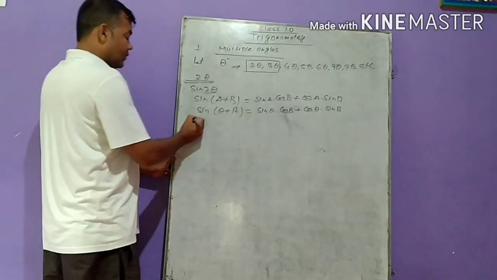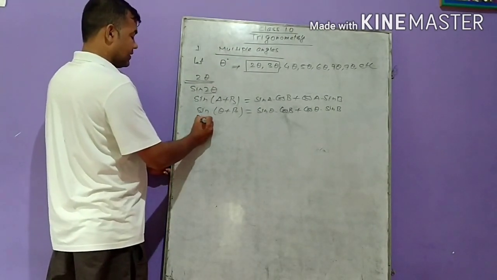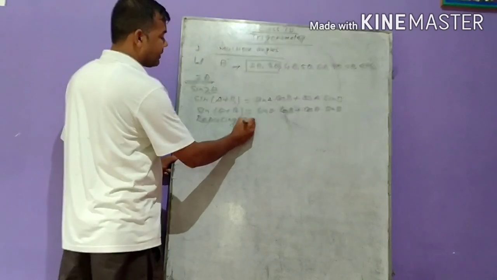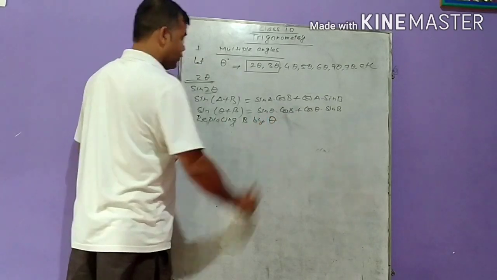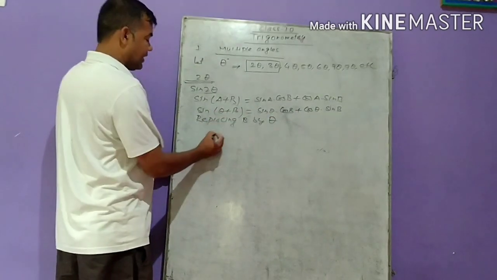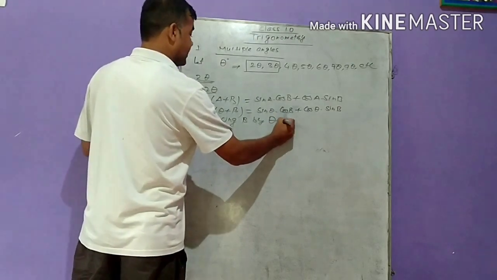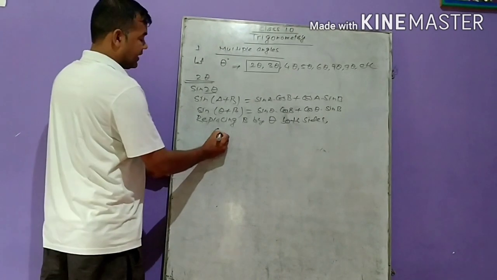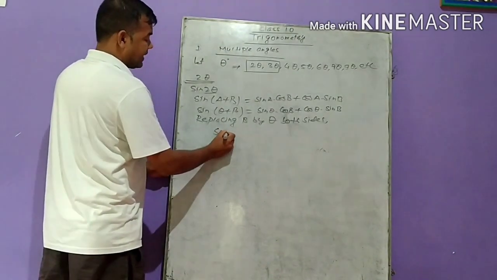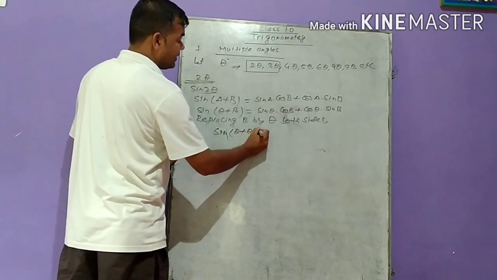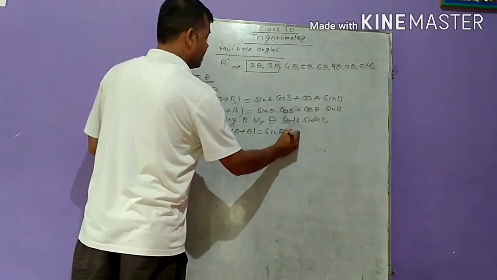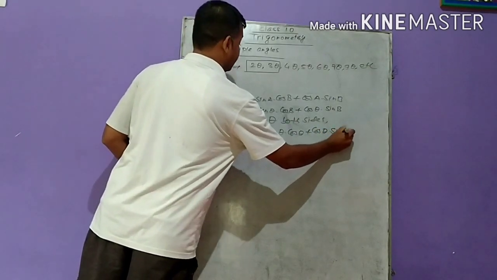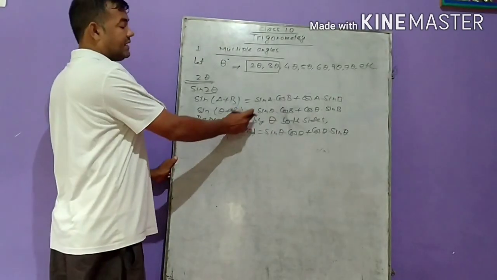In the same way we can also replace every beta by theta. If we replace every beta by theta on both sides, what can we get? We can get sine theta plus theta equals sine theta into cos theta plus cos theta into sine theta. Why have we replaced beta by theta?